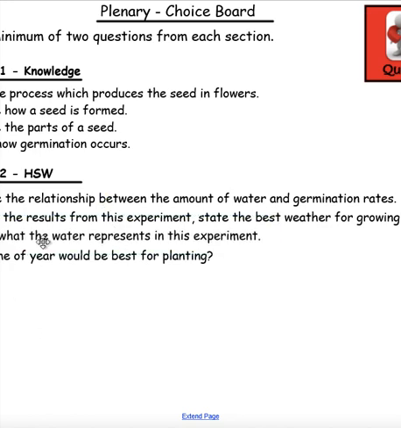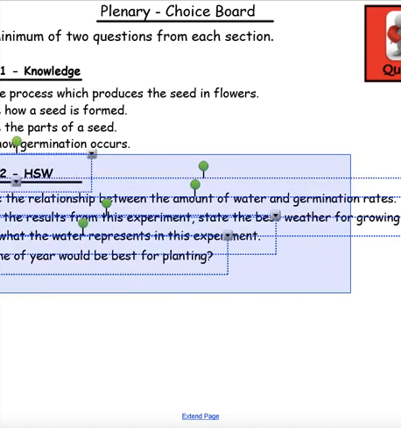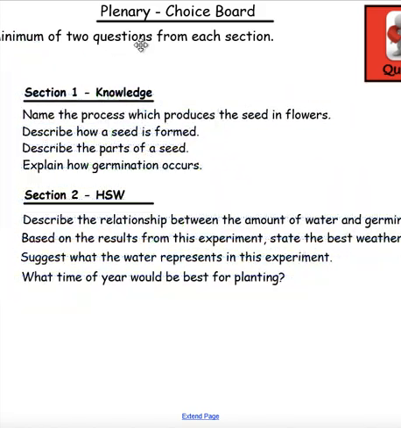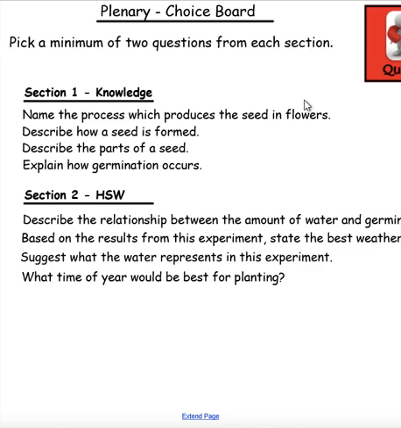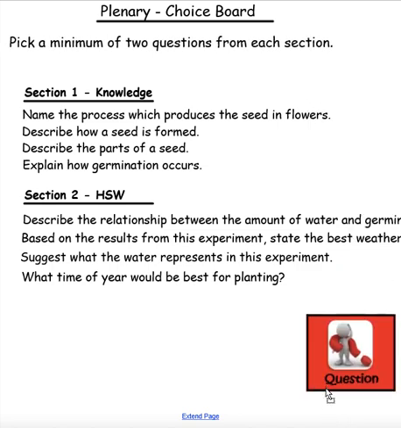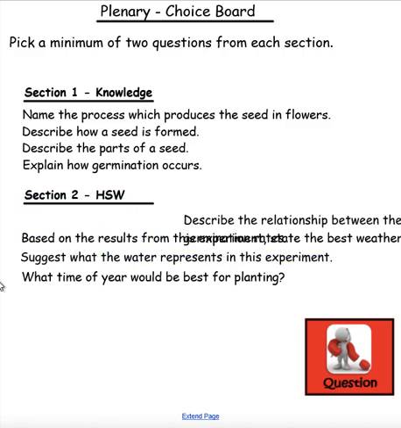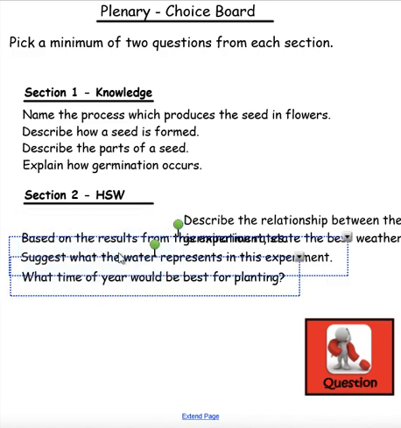To finish off then, I'm just going to move these so that we can see them a little bit better. So you need to pick a minimum of 2 questions from each section. Section 1 is looking at the knowledge that we've looked at in these lessons so far. And then section 2 is looking at how science works and working scientifically. I'm just going to move these down so that you can see them all.